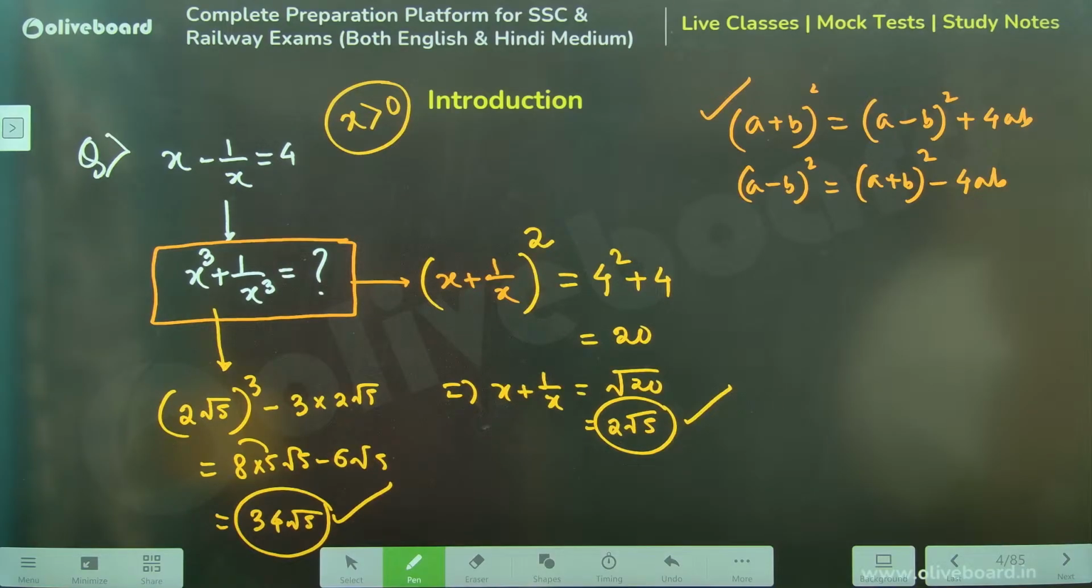Is this clear, sir? Is this 100% clear, sir? A quick yes or no, everybody. This is clear? Clear, clear, clear? Chalo, perfect.